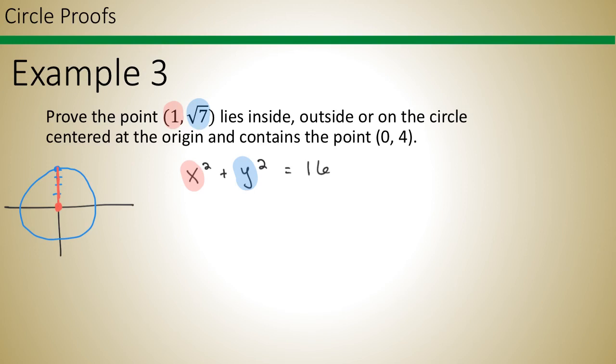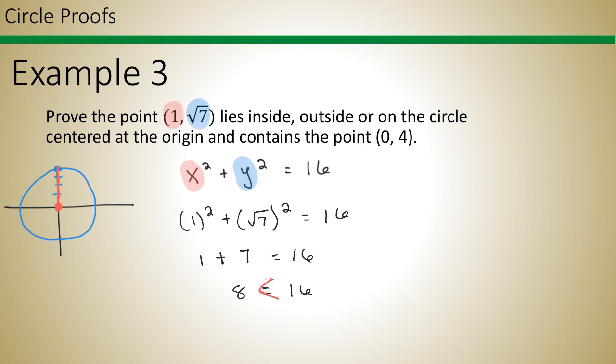I've got 1 squared plus root 7 squared is equal to 16. When I square those, I end up with 1 plus 7, which is 8, equal to 16. That's not true. What we do know is that 8 is less than 16. So what that tells us is that the point is inside the circle.